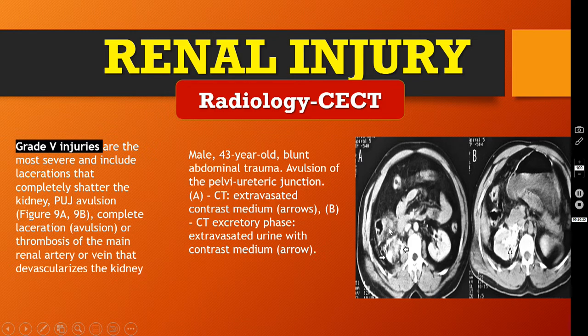So here you are seeing two pictures. A male, 43 years old, blunt abdominal trauma, avulsion of the pelviureteric junction. The PUJ is avulsed in picture A. On CT you are seeing contrast medium extravasated because of PUJ avulsion. And in B, you are seeing this picture, CT excretory phase, extravasated urine with the contrast medium you are seeing here. So extravasation of the dye means extravasation of urine also can take place.